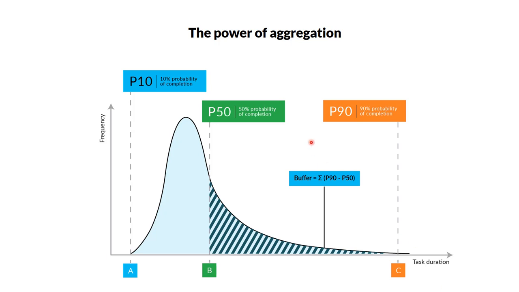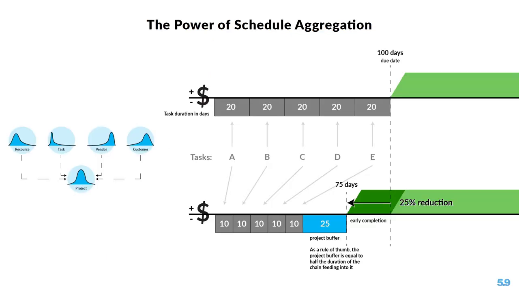Imagine then being able to scoop up all the differences between the P50s and the P90s, and rather than hoarding it for yourself at the task level, making it available to the project as a whole. Let's look at a 100-day schedule made up of 5 tasks, each of which is 20 days. And let's say, for argument's sake, that the P50 estimate is 10 days for each task.